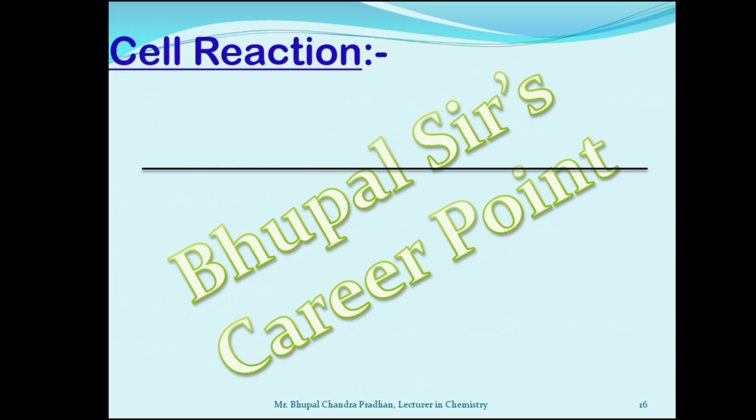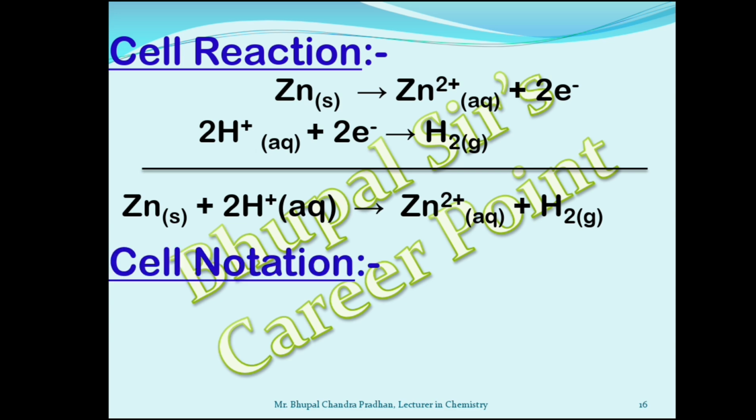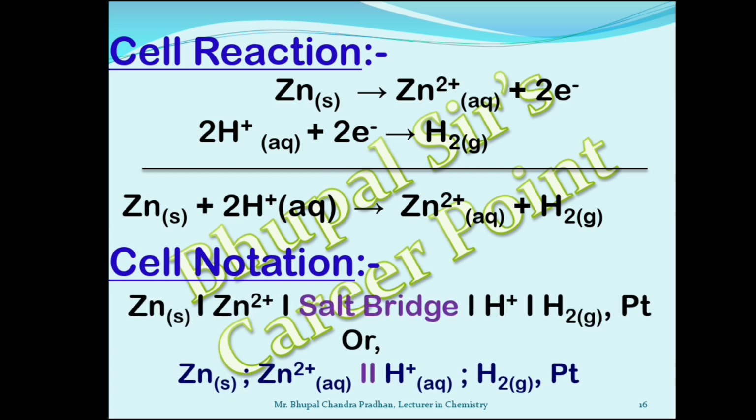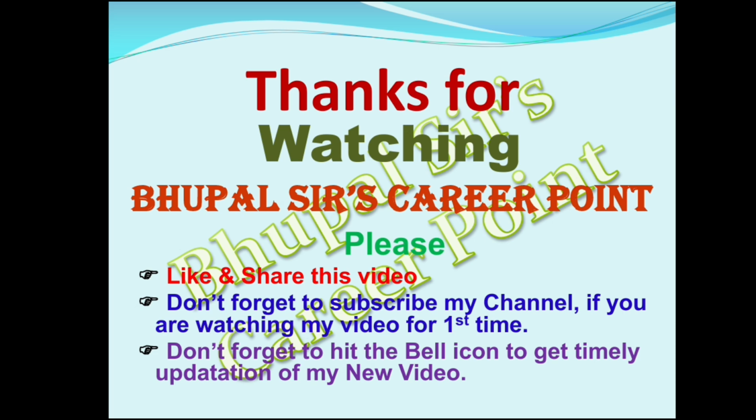So the net cell reaction, by adding these two reactions at the two half cells, will be Zn solid plus 2H+ aqueous gives Zn2+ aqueous plus H2 gas. And the cell notation is zinc dipped in Zn2+, separated by salt bridge, H+ and H2 gas, platinum electrode.